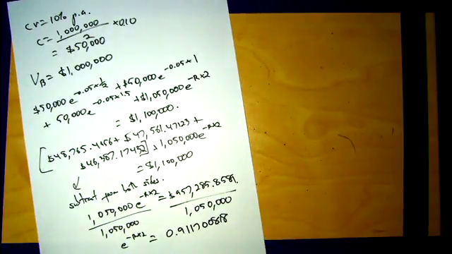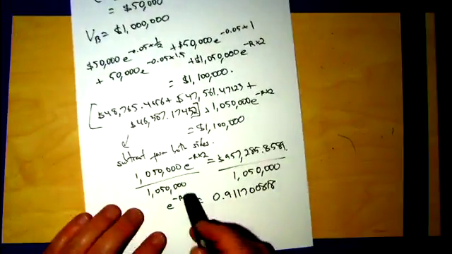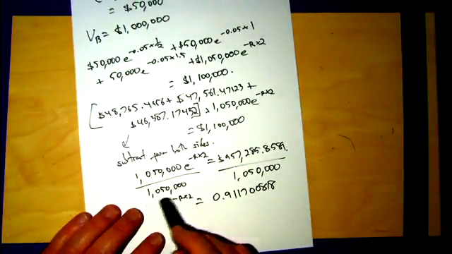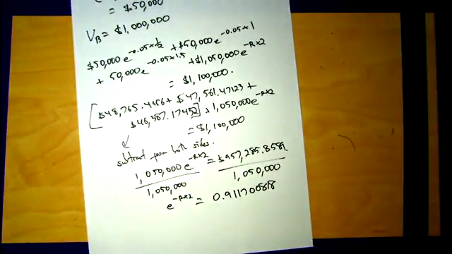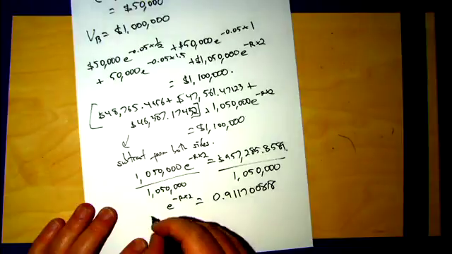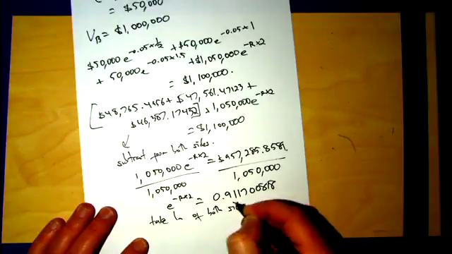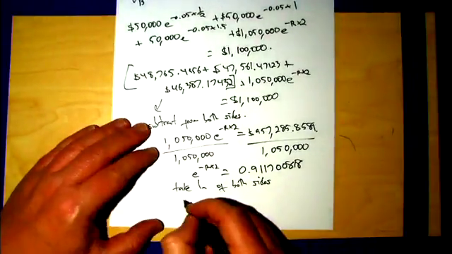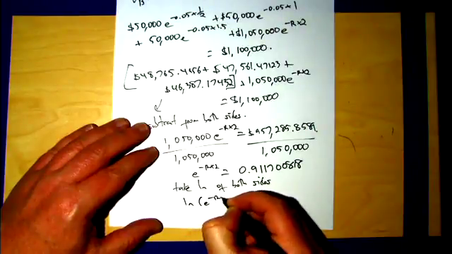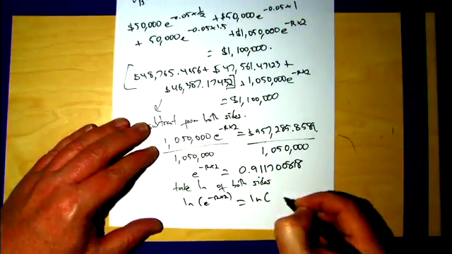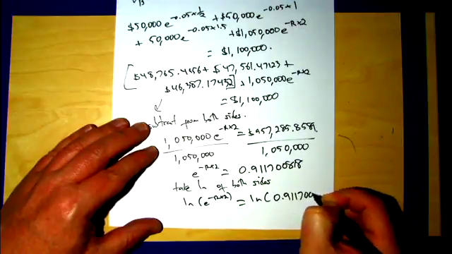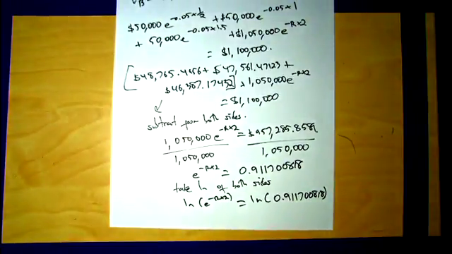Okay, so there's a rule, it's called a log rule, that if you take the natural log, so ln, of both sides, that enables you to bring the power down the front. So what we do is we take the natural log of both sides. Some of you would have done this before, others won't have. So that means that the natural log of e to the power of negative r times 2 is equal to the natural log of 0.911700818.